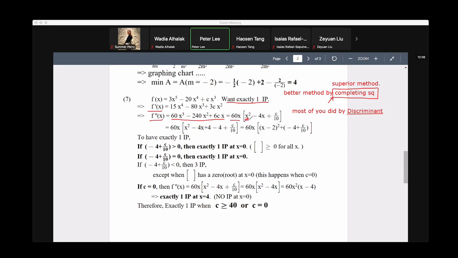And then after we get x squared here, I just factor something inside the parentheses. So we get x squared.